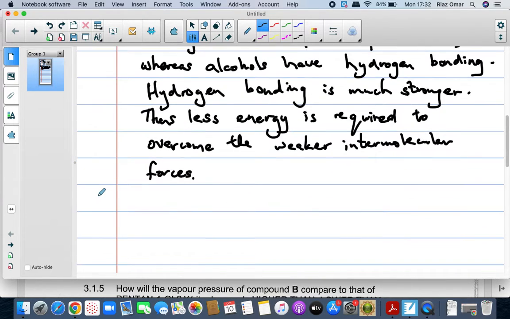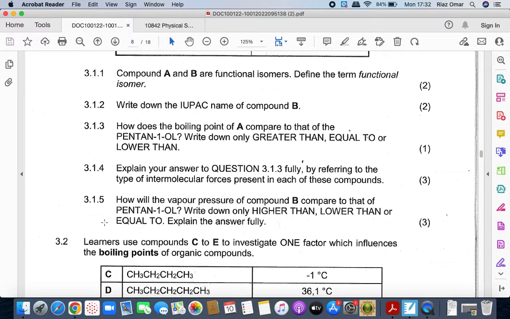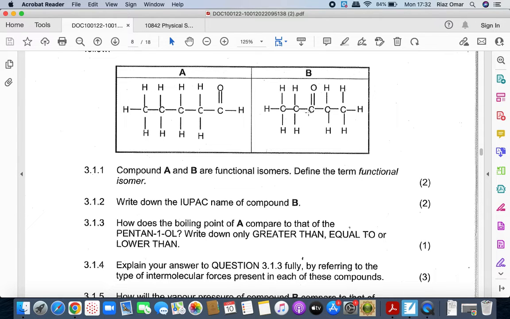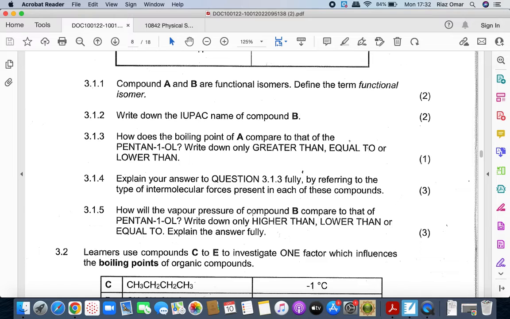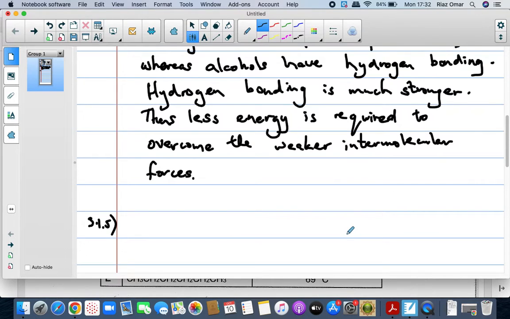Okay, that is 3.1.4. Now 3.1.5. The question is, how will the vapor pressure of compound B compare to that of pentanol? The higher the vapor pressure, the weaker the intermolecular forces, because it evaporates quickly. So which one will evaporate first? Compound B, the ketone. The ketone will have a higher vapor pressure. You must explain your answer. It's 3 marks, so the vapor pressure of B will be higher than the alcohol.